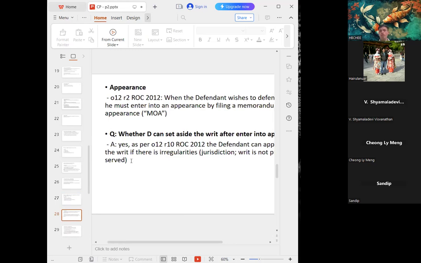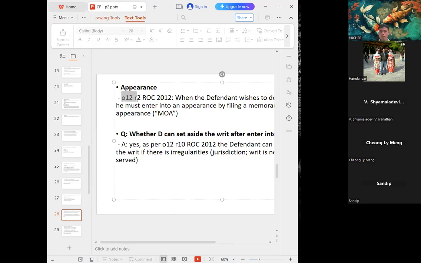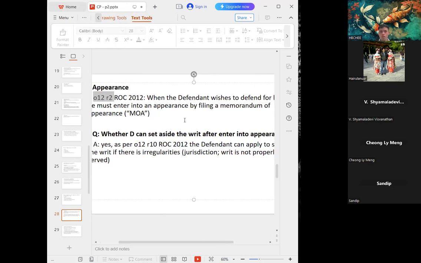Now, appearance is when you are already suing someone, let's say A is suing B. When B has been served with a writ and a statement of claim, he is given time to enter into appearance, which means that he wants to defend. So how to enter into appearance? By filing a memorandum of appearance, Order 12 Rule 2.